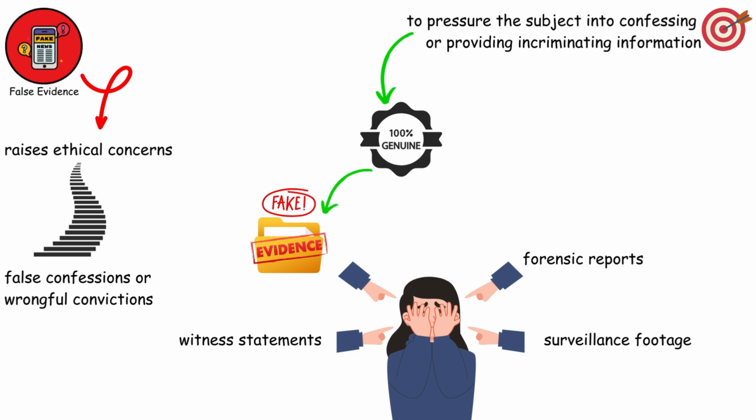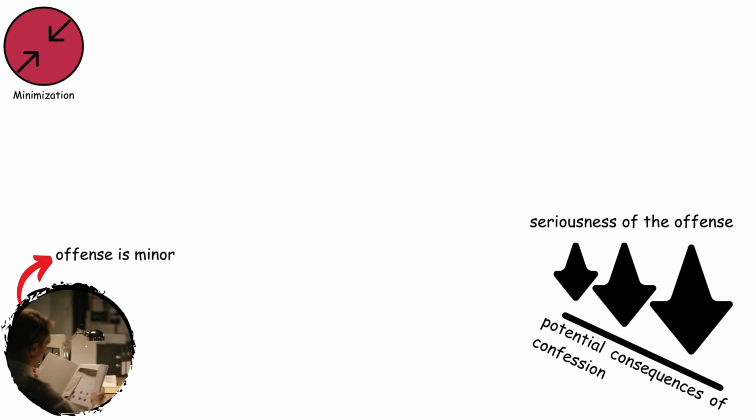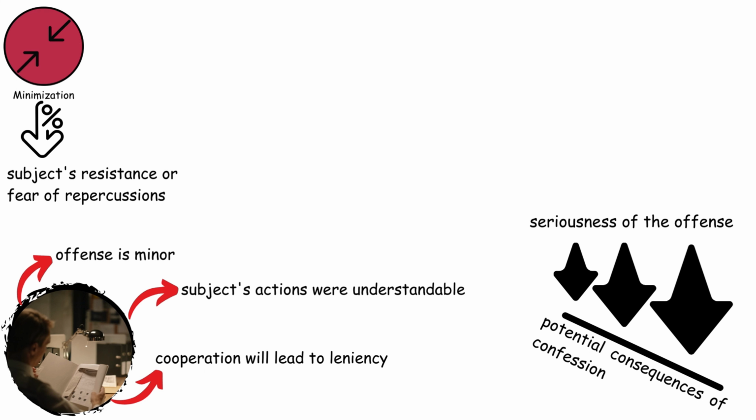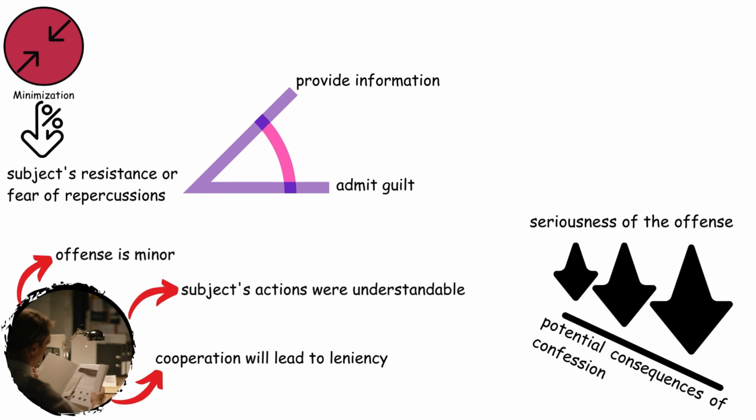Minimization. Minimization involves downplaying the seriousness of the offense or the potential consequences of confession. Interrogators may suggest that the offense is minor, that the subject's actions were understandable or justifiable, or that cooperation will lead to leniency or a more favorable outcome. Minimization aims to reduce the subject's resistance or fear of repercussions, making them more inclined to admit guilt or provide information.